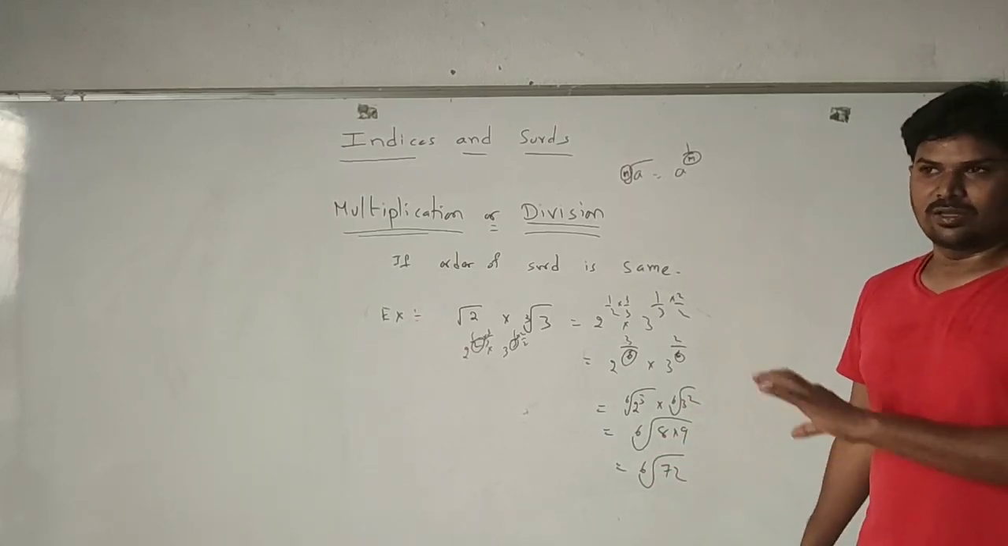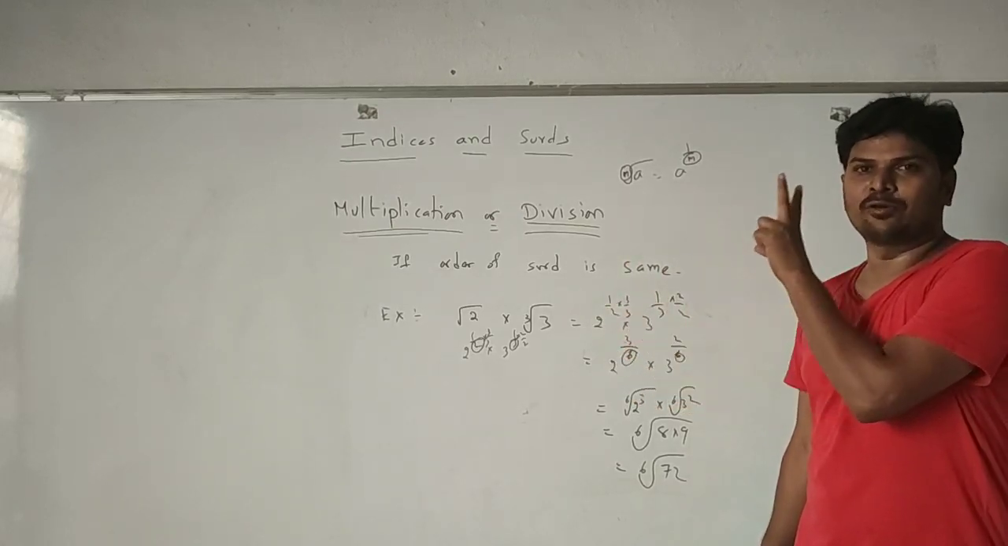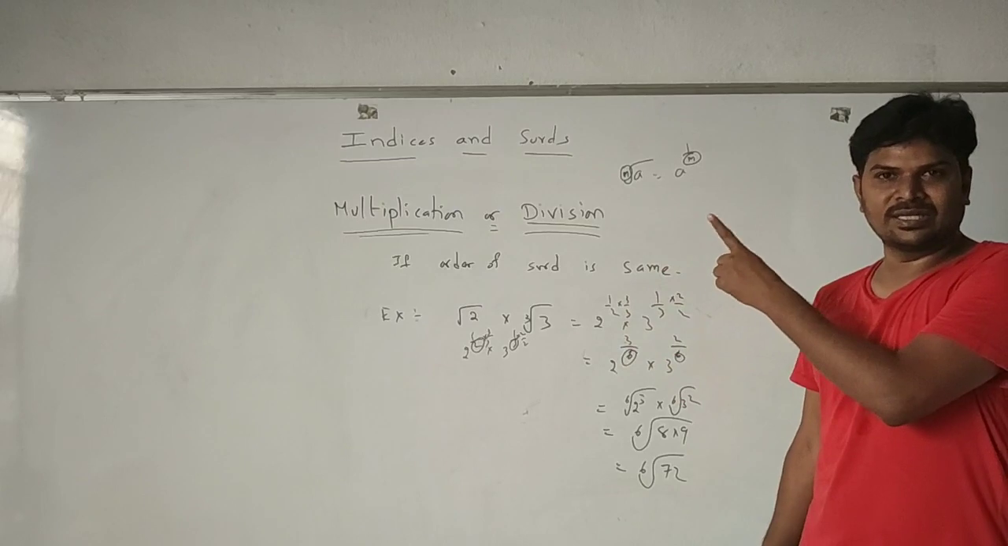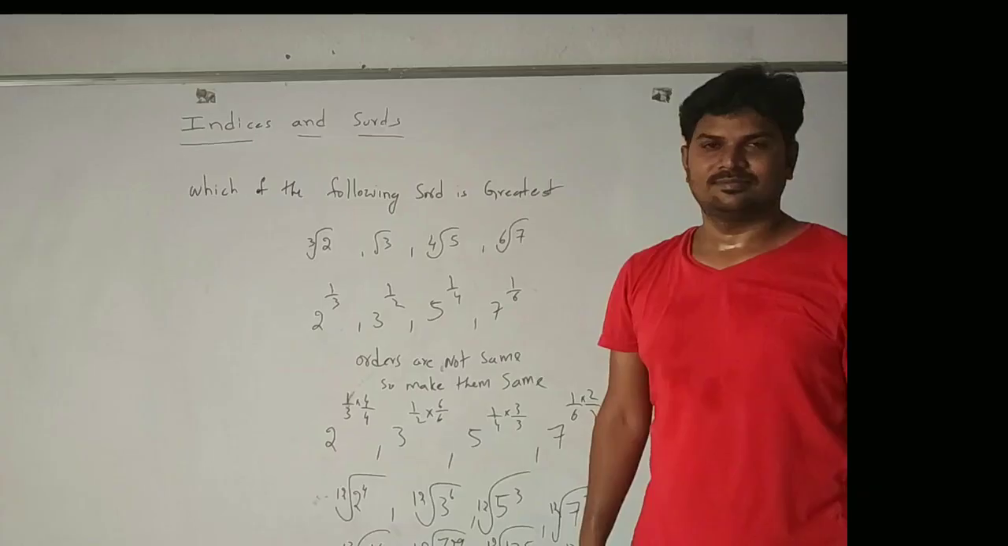So like this, in order to apply addition and subtraction, the condition is they have to be like surds. In order to apply multiplication and division, the condition is the order of the surd has to be the same.